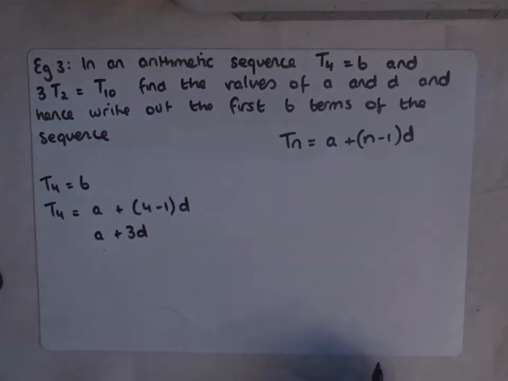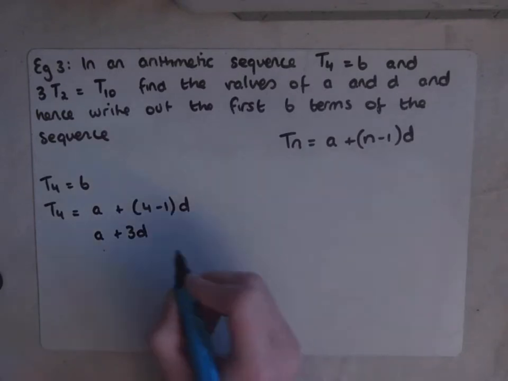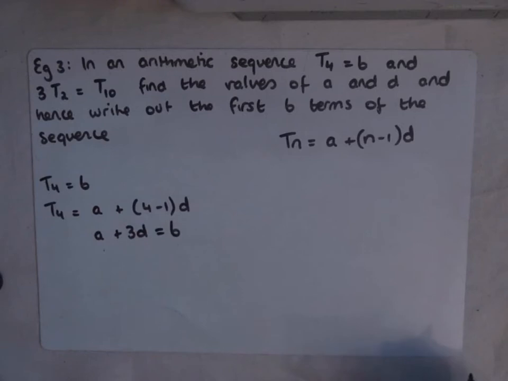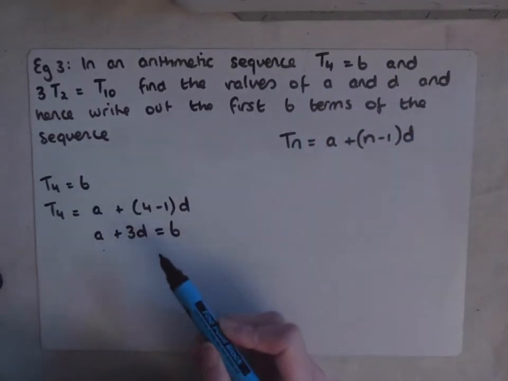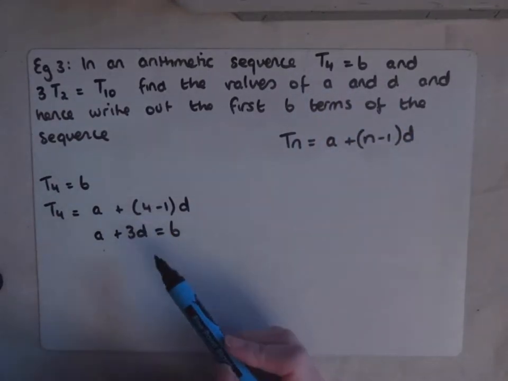And what did they tell me T4 was equal to? So put that equal to 6. What do you think is going to happen here? Simultaneous? Lovely, good. We're looking for 2 variables, so we're going to have to do simultaneous equations. So that's T4 is equal to 6.